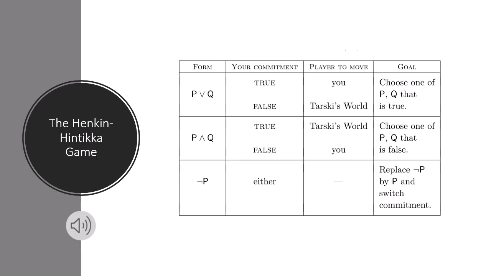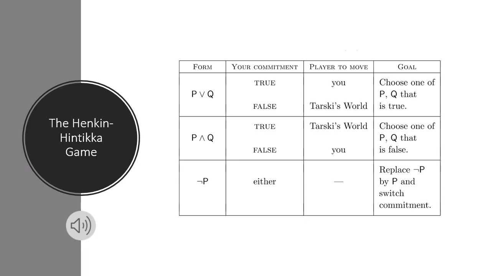The conjunction is essentially the same sort of setup, except that if you believe the statement is false, then you have to pick one of the two simpler statements, either P or Q, which is false. So you're now tasked with picking the false one. And if you believe the conjunction of P and Q is true, it's Tarski's world's turn, and it'll be tasked with trying to choose the one that is false.